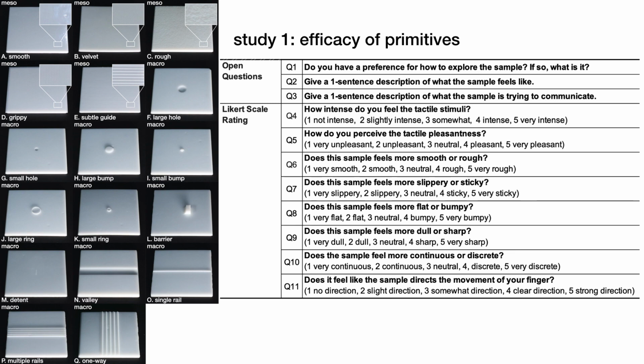Subsequently, participants were asked to rate the textures on a 5-point Likert scale, evaluating the tactile forms, including roughness, stickiness, bumpiness, and sharpness, from questions 6, 7, 8, and 9. Participants then rated on tactile signifiers, including continuity and movement affordance, question 10 and 11. Finally, they rated on the overall tactile impression, including intensity and pleasantness, question 4 and 5.